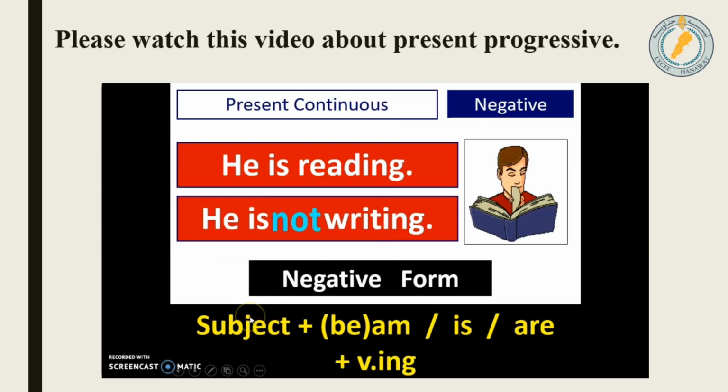We add the subject at the beginning. Here in the example, we have he. Then I put one of the forms of verb be, which is is because we have a singular subject. Then I add the word not. This word shows the negative form. And then we put the ing form, which is writing.